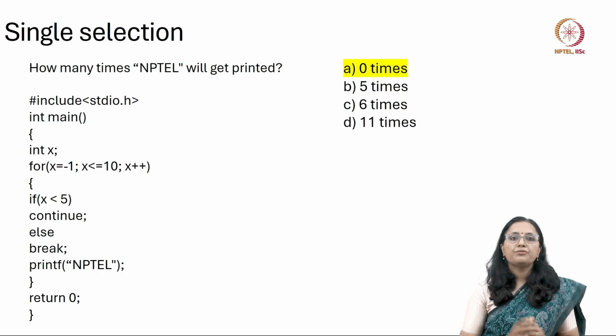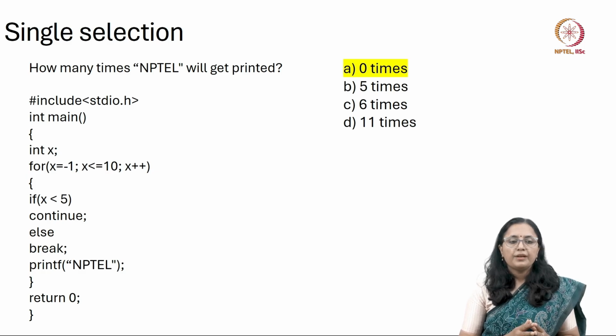So let us look into the first kind of multiple choice question, which is single selection. I think this is the most frequently used multiple choice question. This is a C programming example of a single selection question. The question is, how many times NPTEL will get printed? There is a program, and the student should understand how this program is written, and then try to reach the output.